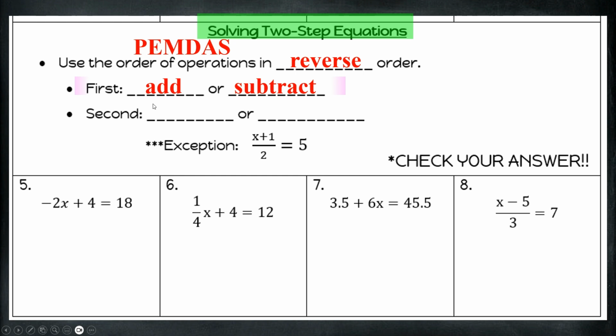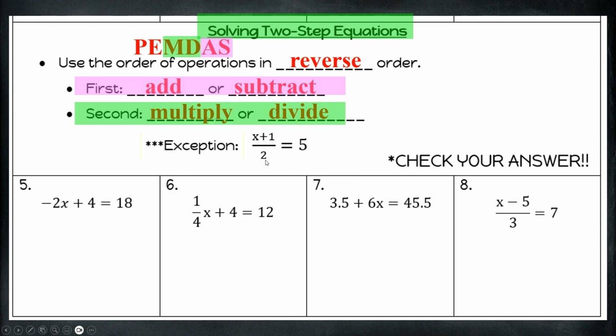Then second, we are going to multiply or divide by the coefficient. So when it says first add or subtract, we are first going to add or subtract the constant, the number that's by itself, and then second, we are going to multiply or divide by the coefficient. There is one exception to the rule. If we have an equation that is written as a fraction, so x plus 1 over 2, then we actually do have to multiply by the 2 that's in the denominator first before we can subtract the 1.